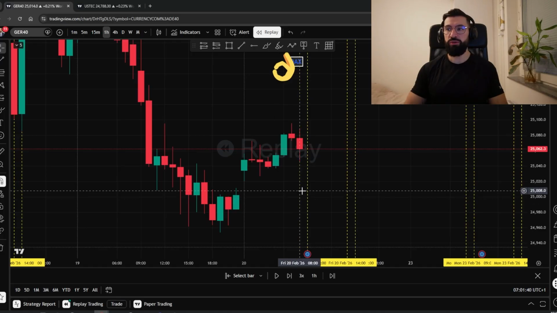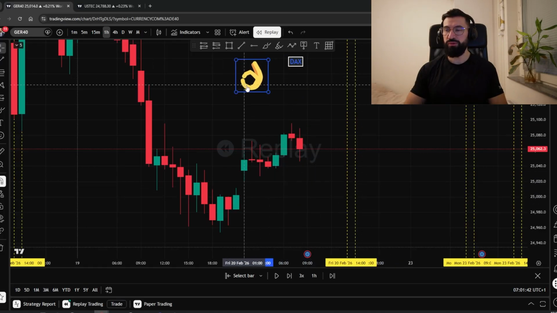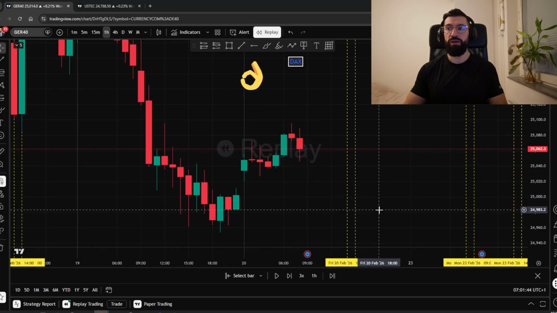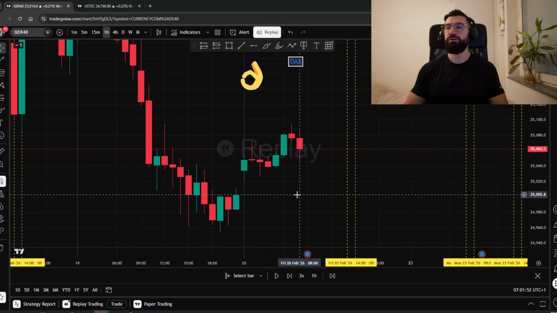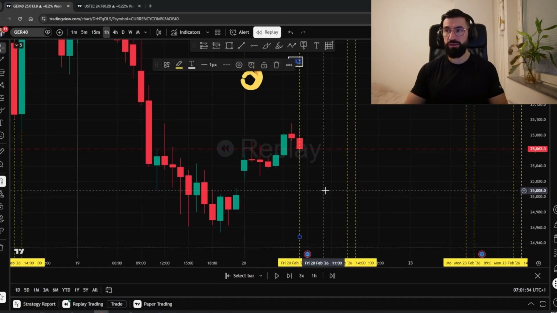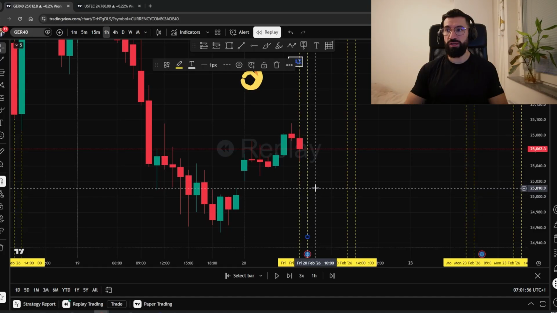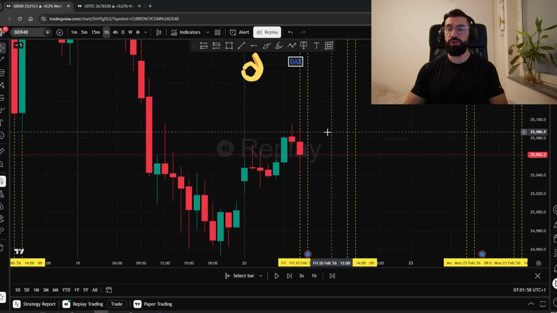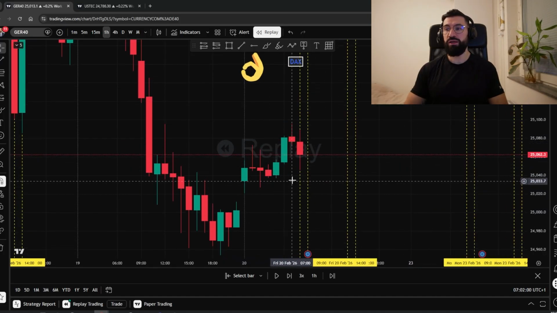Let me remove these to start from the beginning so you can see the steps. Let's say we come to the market at 8:30. We just had our coffee. We come to the market at 8:30 and we mark the 8 o'clock and the 9 o'clock. This is what we do. The thing we are looking for is to set our bias.